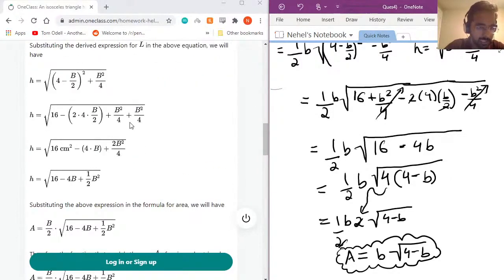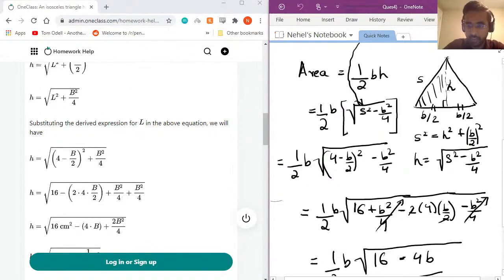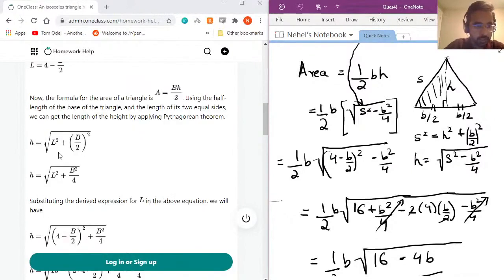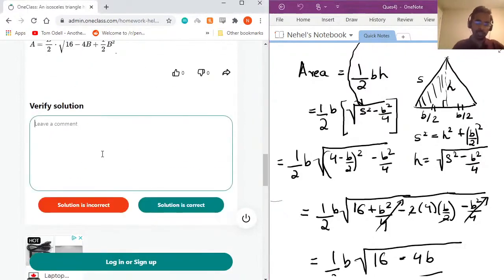So the final answer is actually incorrect in this case, and I think the reason for that is 16 minus 4b. I see. So if you look here, this term should have been negative, because when we're calculating h, which is the height, it's actually the perpendicular term and not the hypotenuse. So that's why this equation is incorrect, and this should have been L squared minus (B over 2) squared. So this answer is actually unfortunately incorrect.